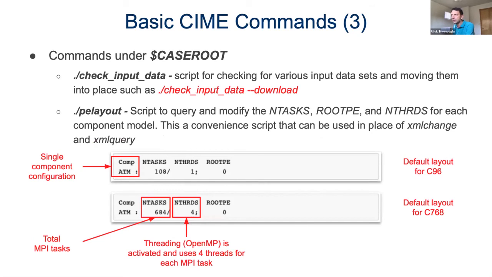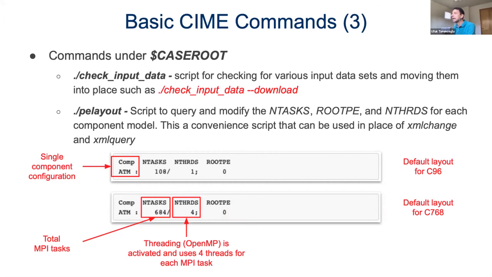Another important command in this directory is check input data. In the Ligia presentation, there was a slide related to getting the initial condition automatically. So in the first release, version 1.0, there was a capability that you can get the raw initial condition automatically with the model, along with using the SIM interface. But in the next release, this release 1.1, that capability is not available at this point.